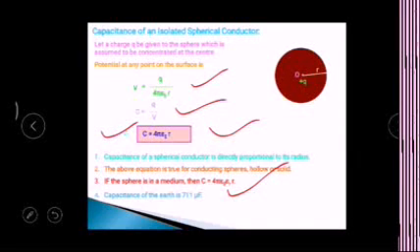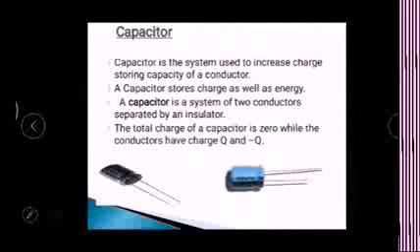So we use another method to increase the capacitance of a conductor, and this method is called a capacitor. Before studying how we can increase capacitance by a capacitor, let us see some things about it. A capacitor is a system used to increase the charge storing capacity of a conductor. How it increases it we will see later in the slides. A capacitor stores energy as well as charge, so it is a charge storing device and an energy storing device.